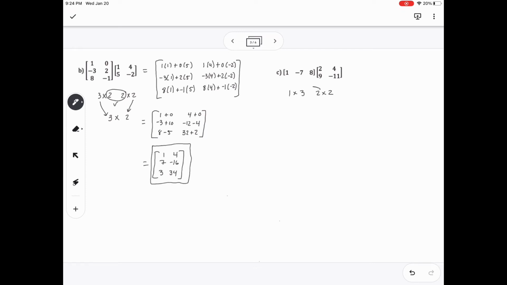For letter C, your dimensions are 1 by 3 and a 2 by 2. Here, the 3 and the 2 are not the same, so I can't multiply. So I would say it's not possible, and that's my answer.